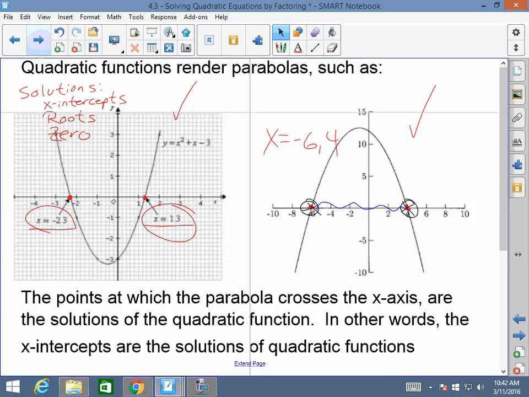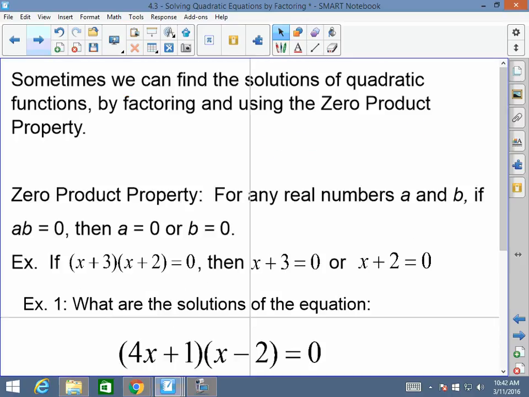Today, we're going to talk about how to solve those by factoring. Sometimes we can find the solution to a quadratic function by factoring and using the zero product property. Sometimes it's not factorable. And then we're going to learn the skill that's called completing the square. We're going to learn the square root method. And we're going to learn the quadratic formula.